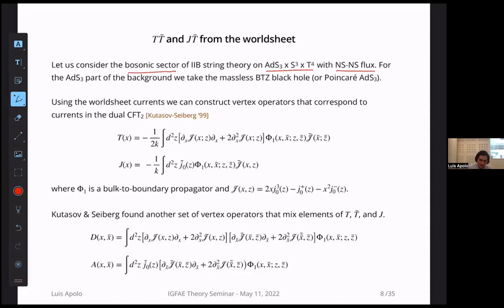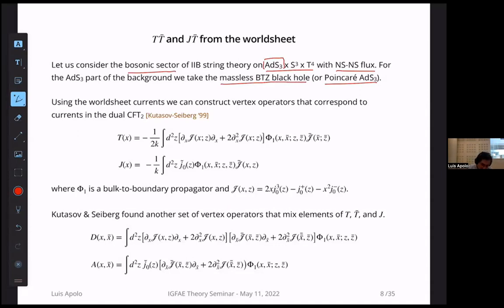And in addition, for the AdS3 part of the background, I'm going to take the massless BTZ black hole, which is locally the same as global AdS3. It just differs by a global identification on the coordinates. Why am I taking this background?